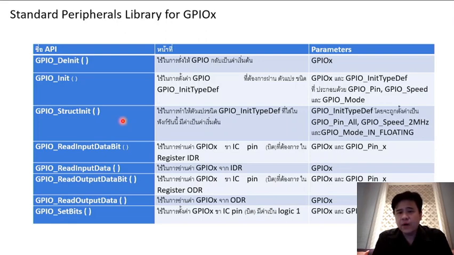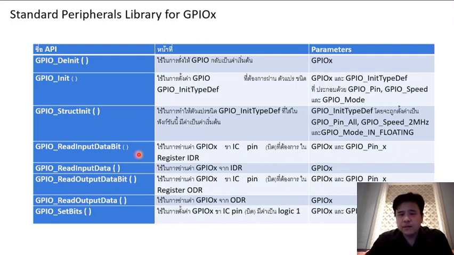Okay. Then what else? If you would like to read, or write, or display something on your GPIO pins, it's very simple. You can use these functions: GPIO_ReadInputDataBit, GPIO_ReadInputData, GPIO_ReadOutputDataBit, and GPIO_ReadOutputData. And this one, as you can see, you can read the IDR registers or ODR registers.